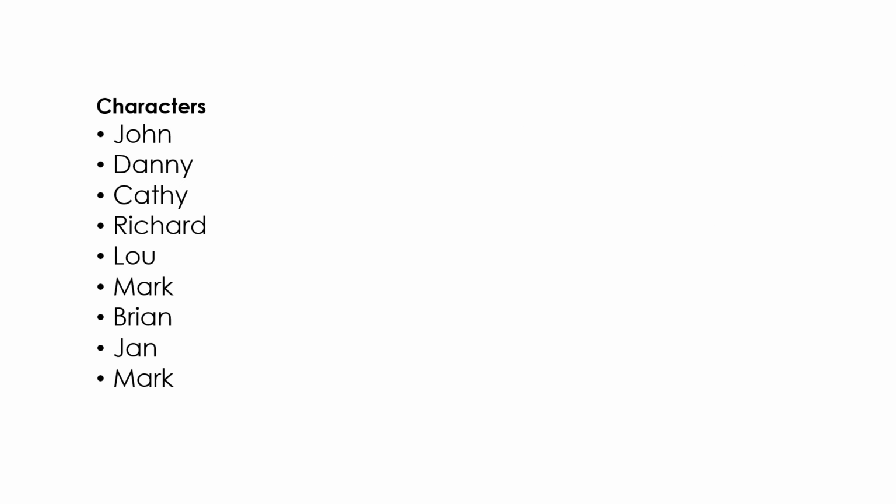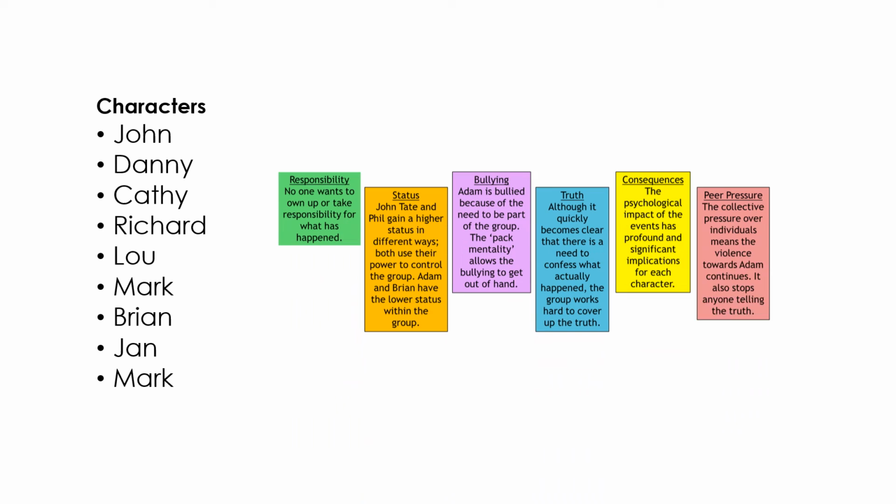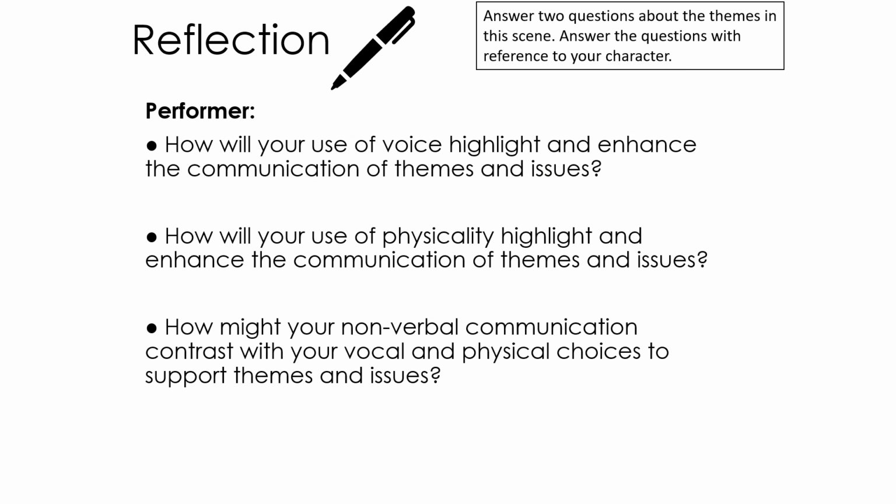So our next task then that I'd like you to complete is to choose a character, any of the characters you like. You could choose John, Danny, Kathy, Richard, Lou, Mark, Brian, Jan or Mark, and think about how they appear in that particular scene that we've just read the summary of. What I'd like you to do once you've chosen your character, and you can go back if you want to have a look, I would like you to imagine that you're performing that particular role in a piece of drama, and I'd like you to answer the 3 questions.